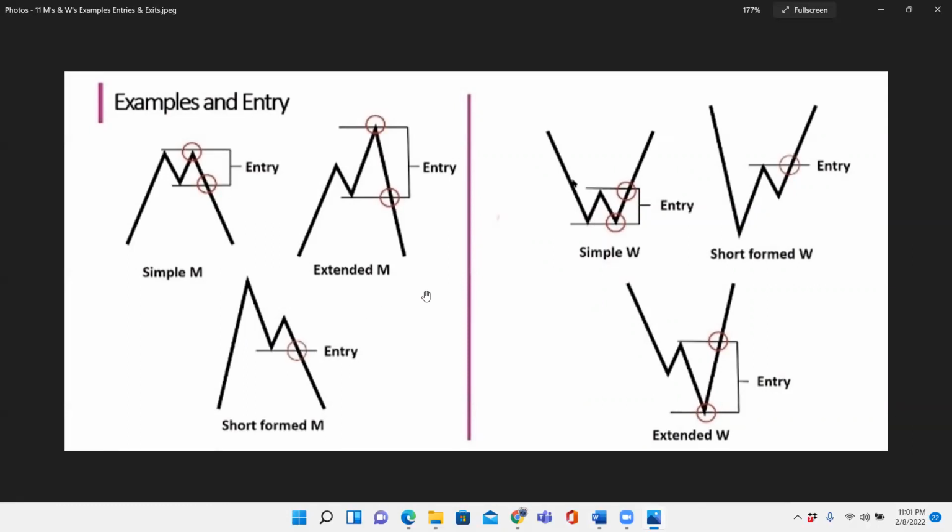Now for the W, we are going the opposite way. So we're going to come down for the standard, come up to the neckline, come back down to the valley, come back up across the resistance over here, and shoot back up. Okay, we can enter on both.